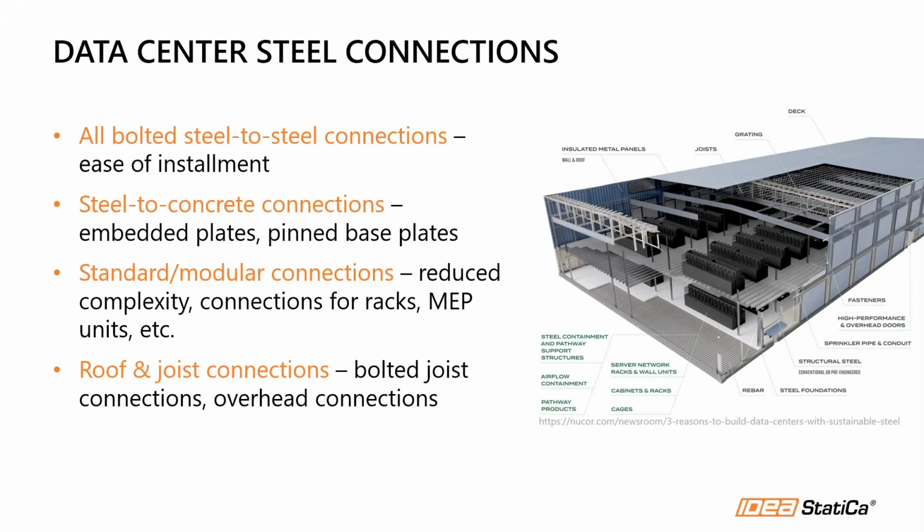Although they're often repeated across foundations, equipment loads, and structural frames. The standard modular connections, these are typical for speed and to be able to reduce complexity in the projects. Although they're frequently standardized, they still require verification and reporting. The last one of the main connection types that we have are roof and joist connections, mainly your bolted joist and overhead connections. These are typically repeated across large floor areas.